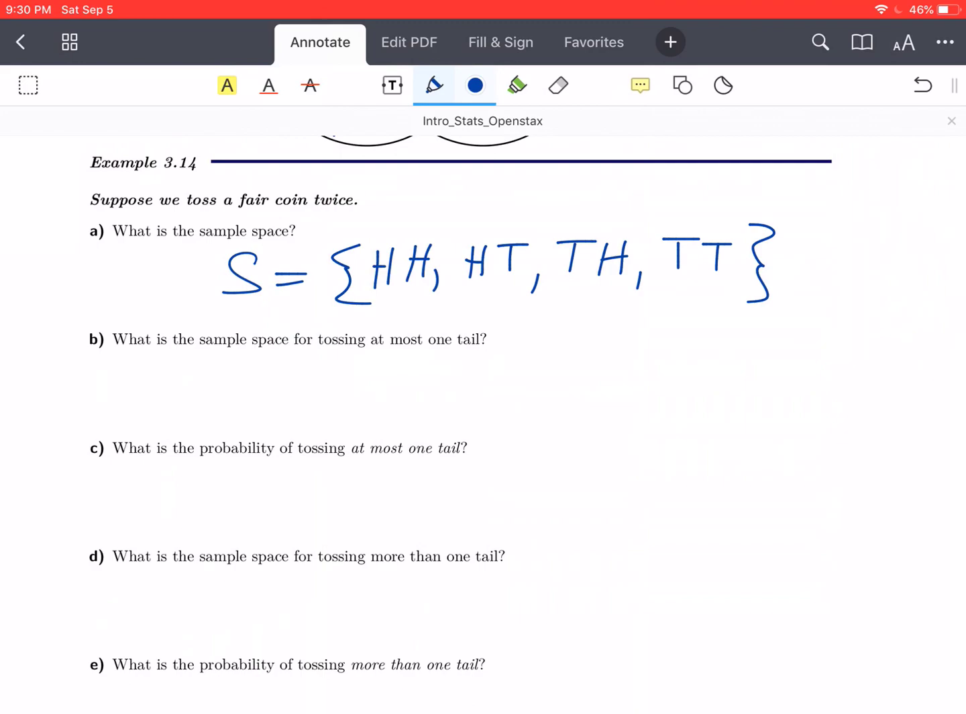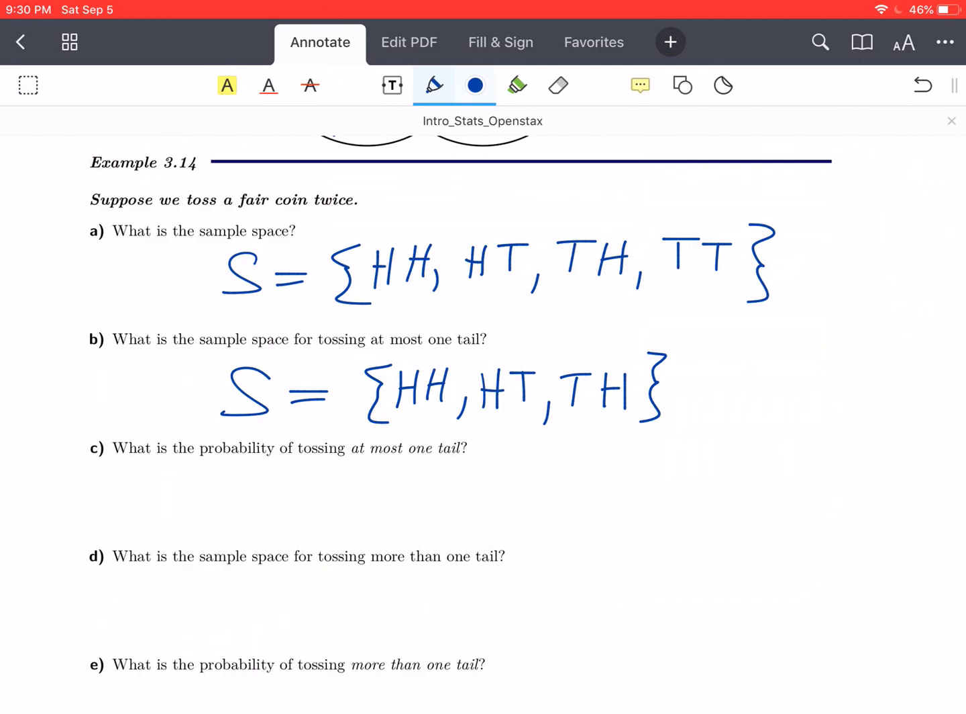What is the sample space, part B, for tossing at most one tail? Well, in this case, we can't toss two tails, right? Only at most one. So we could toss two heads, because that has less than one tail. We could toss heads and then tails, or we could toss tails and then heads. But we could not toss two tails.